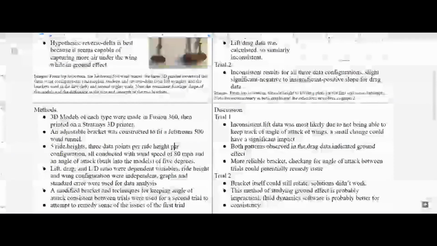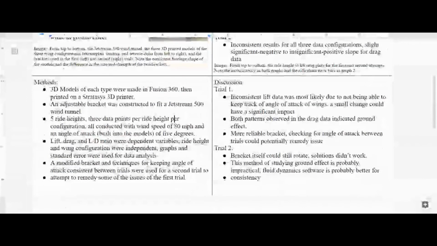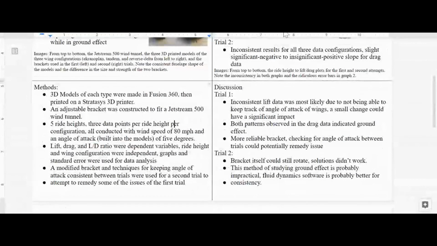I used a better bracket, but it turns out that bracket could still rotate relative to the wind tunnel. There's no easy way to fix that, so the best solution from here is probably to use computational fluid dynamics software.